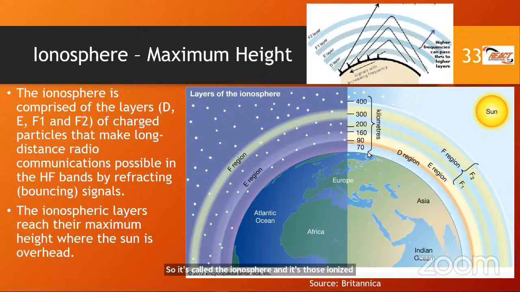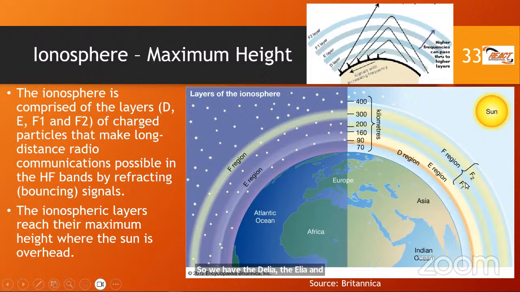They're charged particles that will cause the radio signal to go up to and bounce, and to reach another part of the earth, right? That is called radio wave propagation. And each layer of the ionosphere is given a different name. So we have the D layer, the E layer, and the F layers.